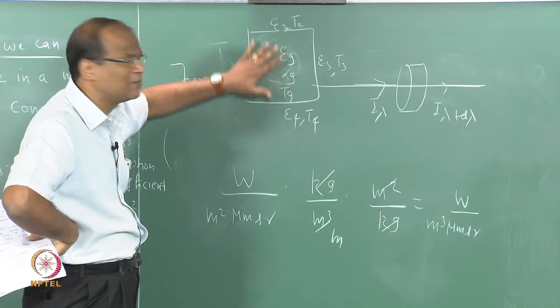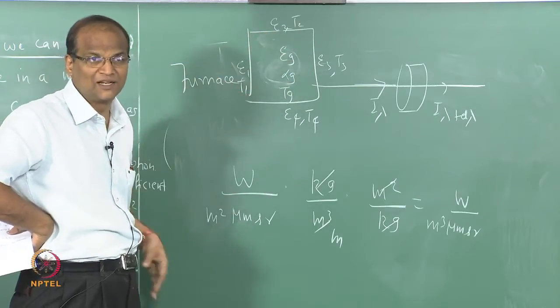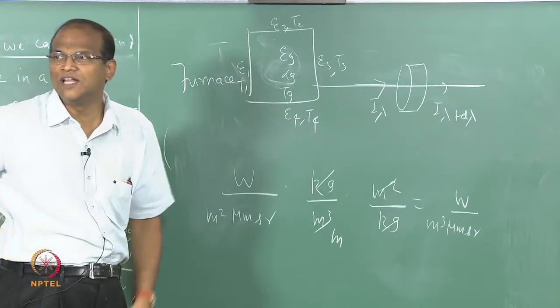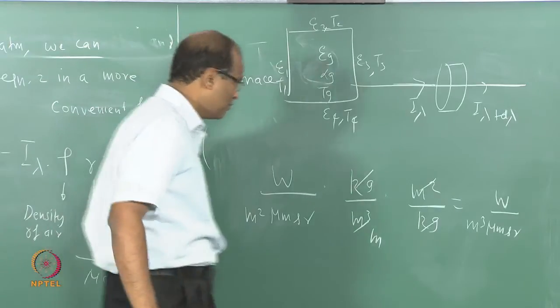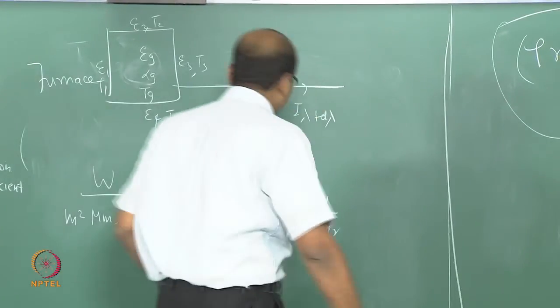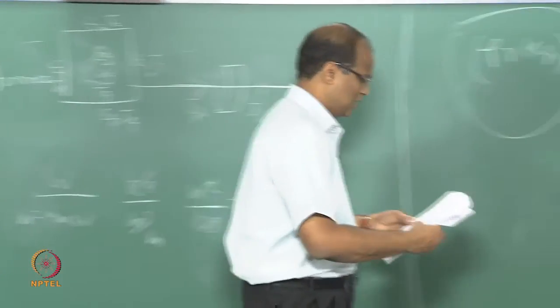If you want to solve for the temperature distribution, then you may have some conduction or convection apart from this radiation. Then finally, you will end up with what is called an integral differential equation. This is very, very difficult to solve. And all these complications are there, right? It's a function of lambda and so on.